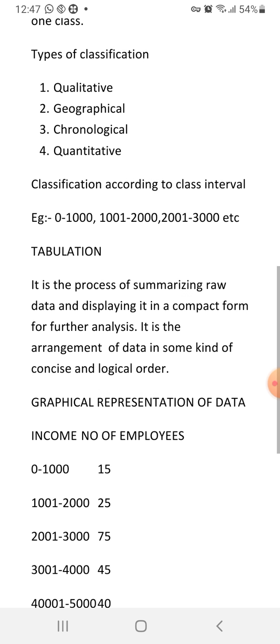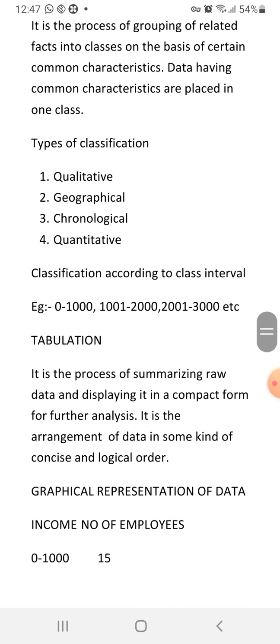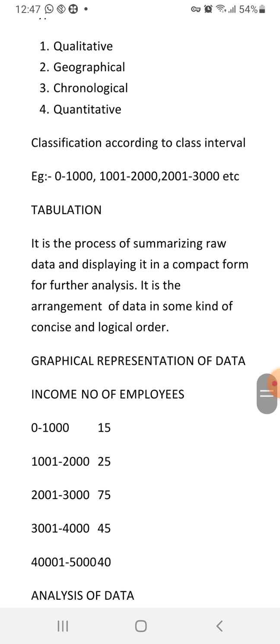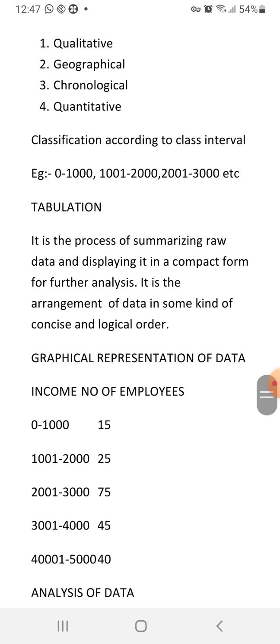Then classification according to the class interval. Class interval means there are some intervals in between two data. For example, income of people: 0 to 1000, 1000 to 2000, 2000 to 3000. This is a method of classifying on the basis of some intervals.